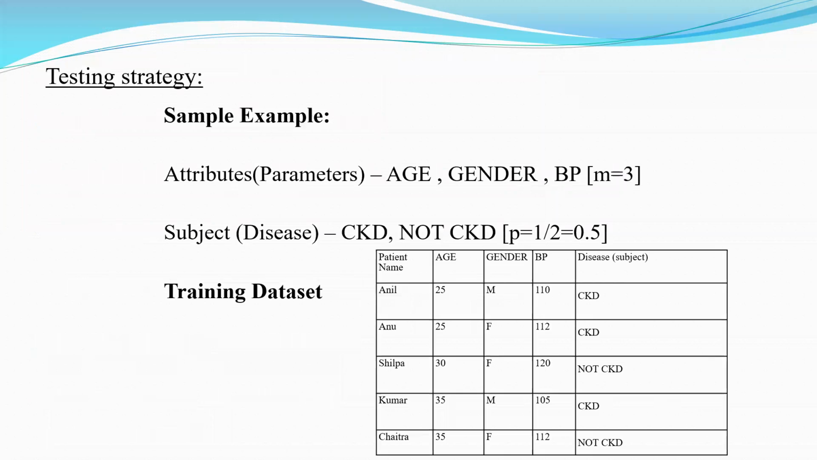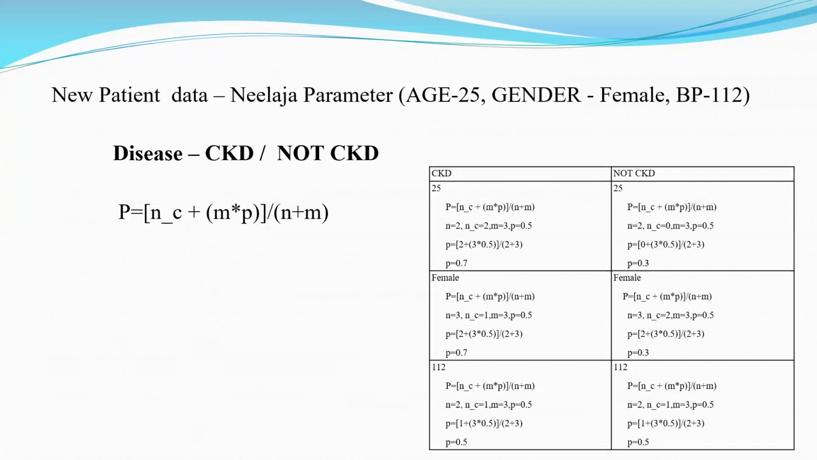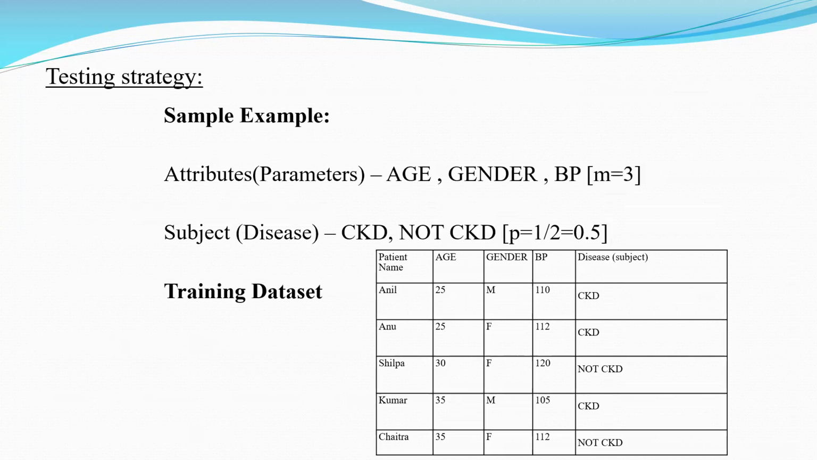Coming to the example, here we have taken the parameters such as age, gender, BP. That is, we have taken only three parameters, that is m is equal to 3, and p is equal to 0.5 because we are considering two possible outcomes. P is nothing but the possible outcomes. Here we are predicting CKD or not, that is a yes or no answer. So the possible outcome is 1 by 2, that is equal to 0.5.